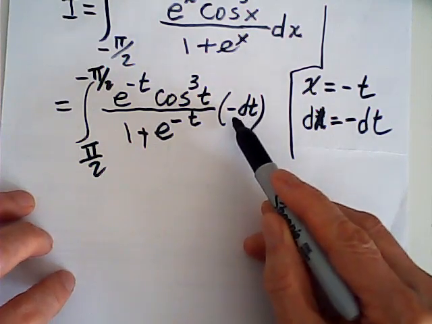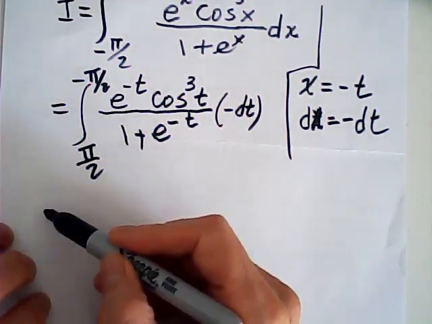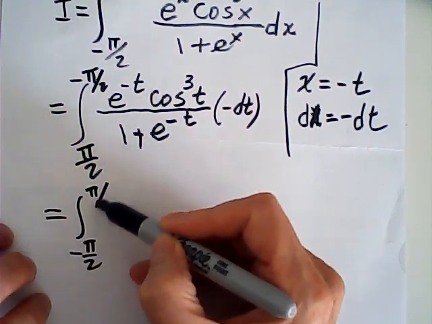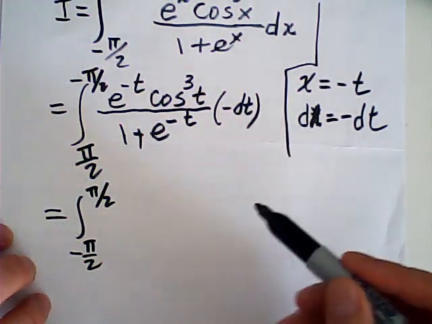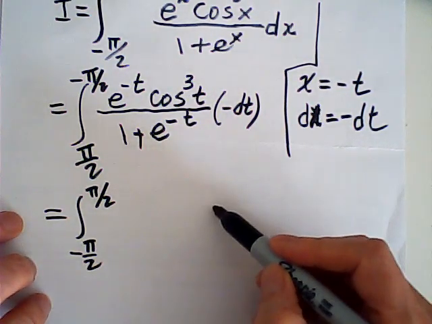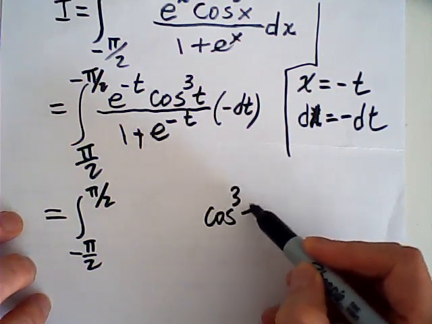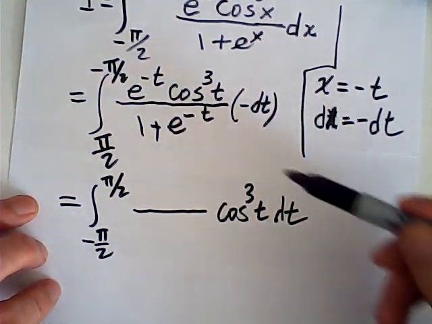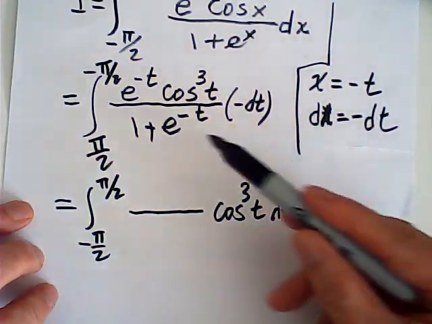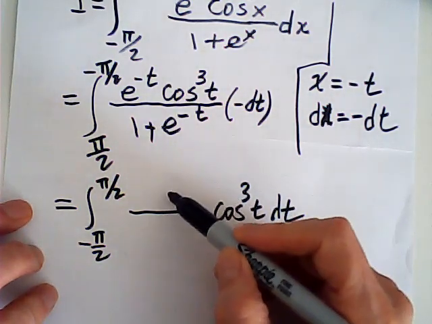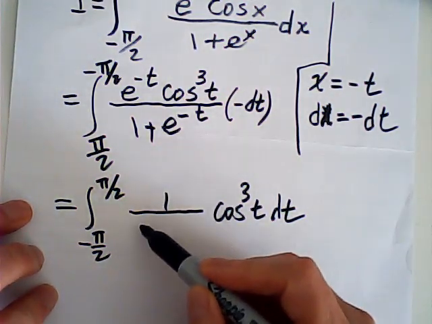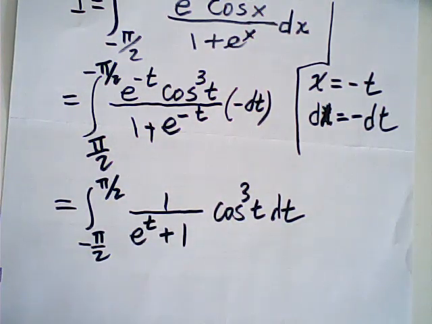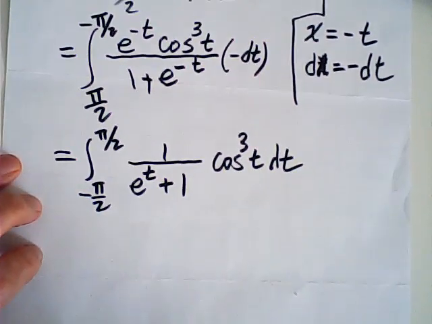Now this negative, I can change the limits, right? So this becomes negative half pi to positive half pi. So this negative is gone. And this is cosine cube t dt. Now here I multiply e to the positive t in both numerator and denominator. So this becomes 1. This becomes e to the t plus 1, right? Okay, so far so good.